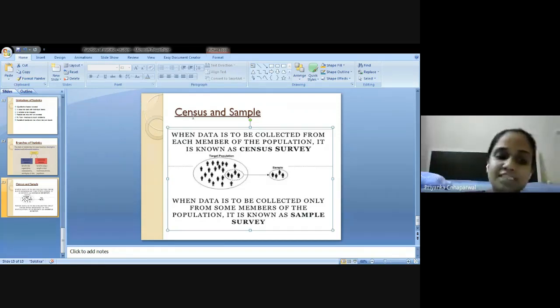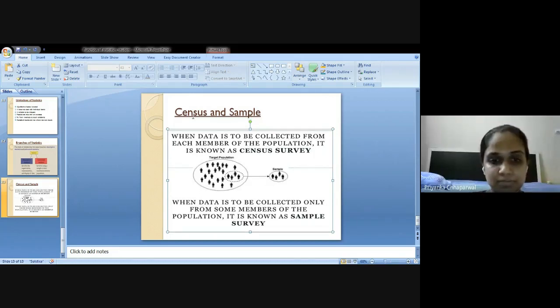When we collect data from each and every member, then it is known as a census survey. And when we take some part from this data, then it is known as a sample survey. Suppose in the university, if we take the height of each student, then it is known as the census. But if we have 1500 students and we take only 30, 40, 50 or 500 from this population, then it is known as the sample. Is it clear what is the census and what is the sample?